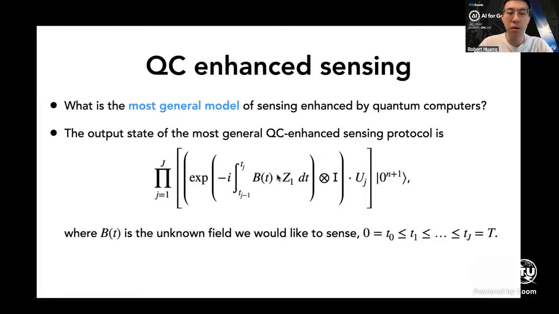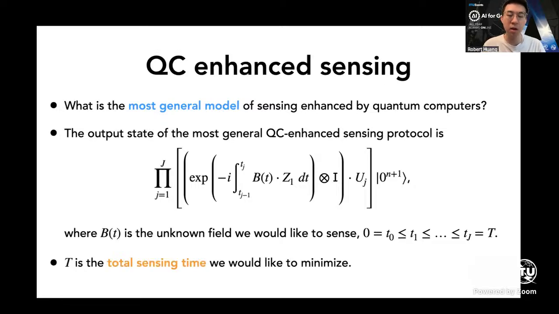But note that the protocol gets to choose how many rounds are repeated. So capital J corresponds to how many rounds. And this time interval corresponds to the interval where the sensor is rotating under the external field. T0 corresponds to time equal to 0. T1 corresponds to the next time point, and then T2, T3, and so on, until the very end, we get capital T. And capital T is the total sensing time, because that essentially corresponds to the time it takes for the sensor to be interacting with the external field. And that's the total sensing time that we would like to minimize.